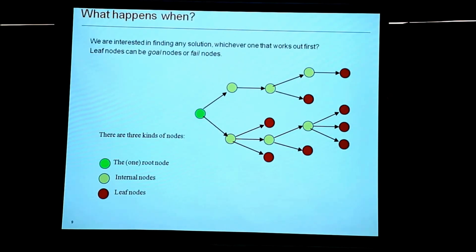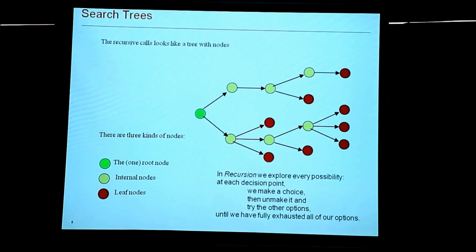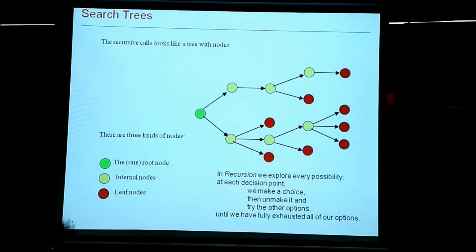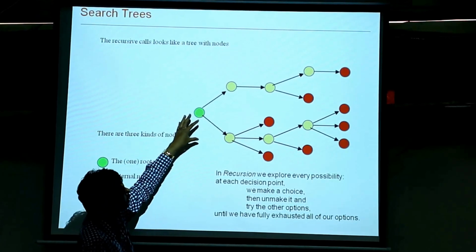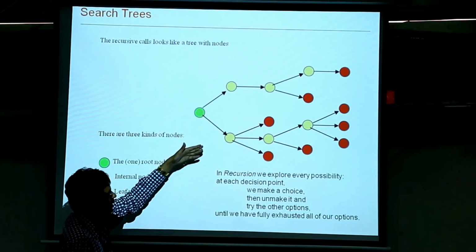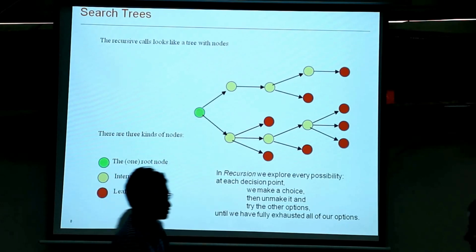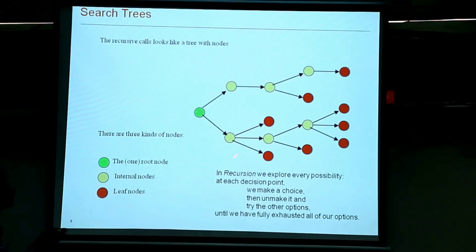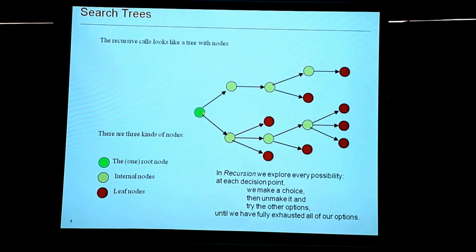Right, and so what happens in recursion? In recursion, what we do is we try to explore every possibility at every decision point. So we start from the root node, and then we try out all possibilities. We go to the intermediate nodes here, and then each of these intermediate nodes will lead to other intermediate nodes and finally leaf nodes. So that's the recursion where we try all possibilities and create the recursion trees like this.